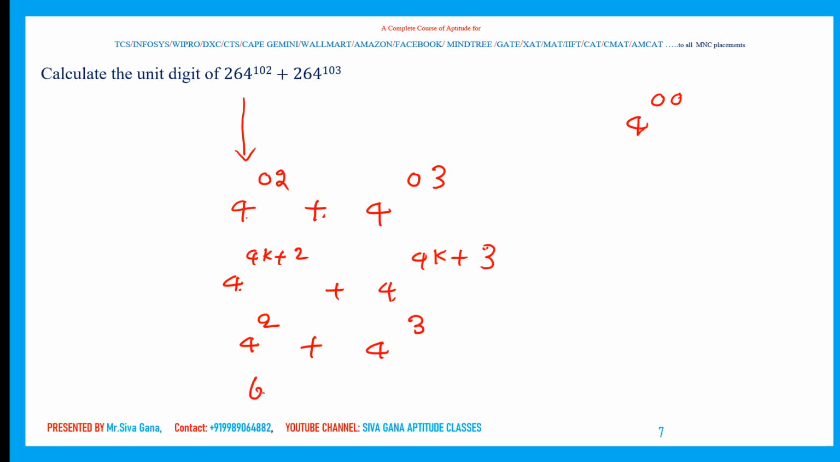4 square unit digit is 6. 4 cube unit digit is 4, since 64 has unit digit 4. These are the unit digits: 6 plus 4 is 10. So the overall unit digit is 0.